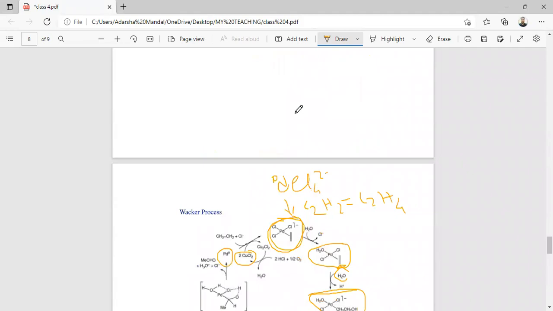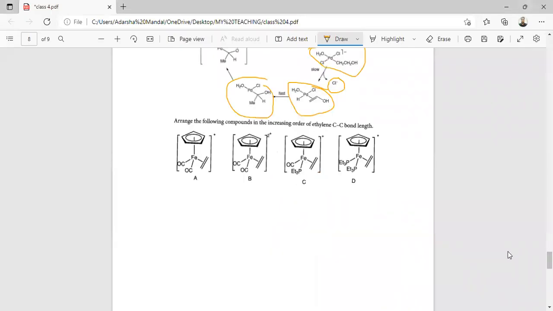So now I will discuss some problems on the metal alkene complexes. So the first example is: arrange the following compounds in increasing order of ethylene CC bond length. Here the CC bond length will depend on two factors. One is the electron density on the metal and the back donation from the metal to the alkene.